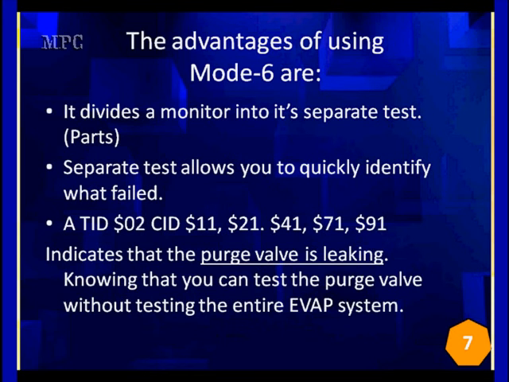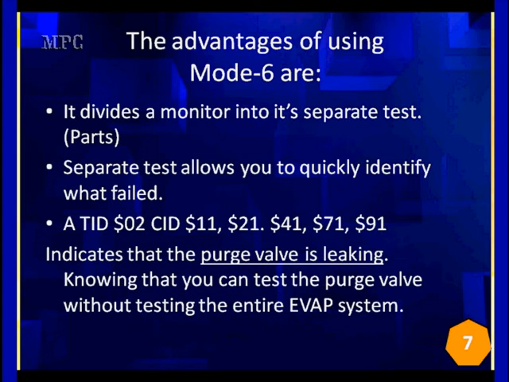So what's the advantages of breaking it all down like this? Well, the monitor divides the whole system into separate parts of testing. It allows you to test quickly and identify what failed. For instance, as we talked about, TID 2, SID 11, 21, 41, 71, 91 indicates the purge valve is leaking. Knowing this, you can test the purge valve without having to test the entire system. Because once the EVAP is determined the purge valve is leaking, it looks no further simply because it's not going to be able to go beyond this. It can't test for a leak because it's already determined a leaking purge solenoid.